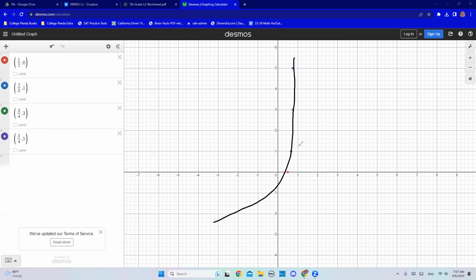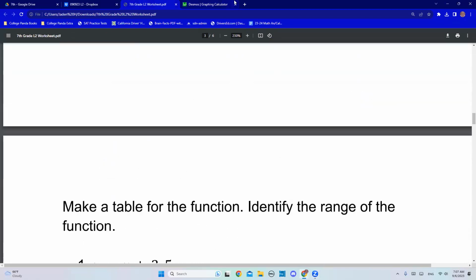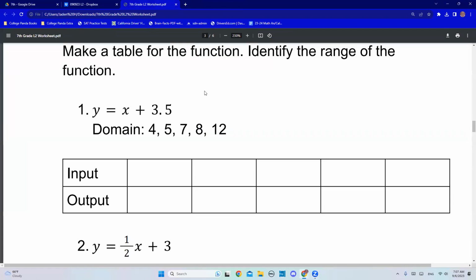So let's see if this passes the vertical line test. If you draw a line at any x value and it only touches one point of the graph, then it's a function. But you can see here at 3/4, it touches 2 points of the graph, since two points have the same x value. So that means this would not pass the vertical line test and it's not a function. It's a rule of thumb: if 2 points share the same x value, it would not be a function.